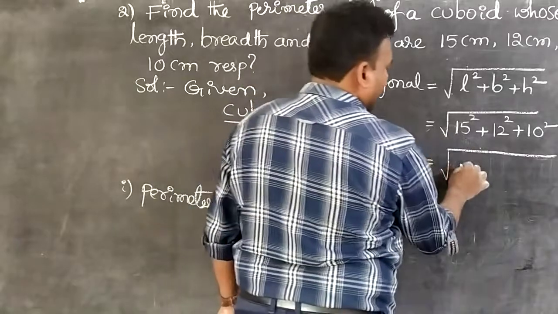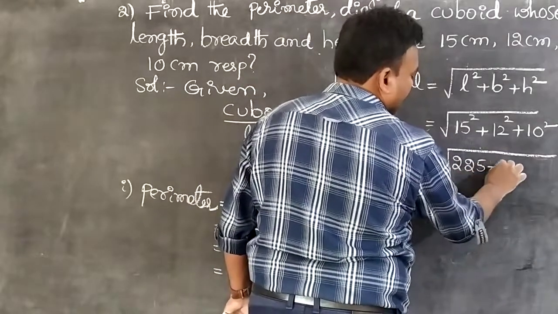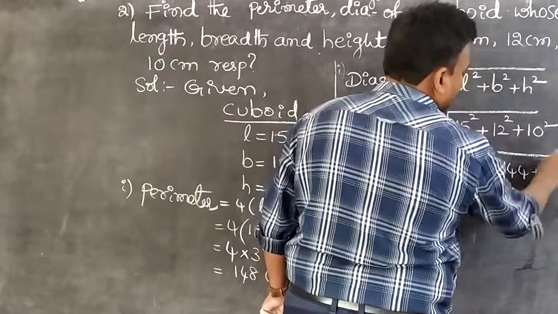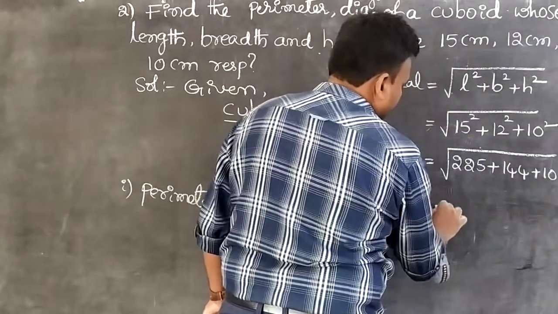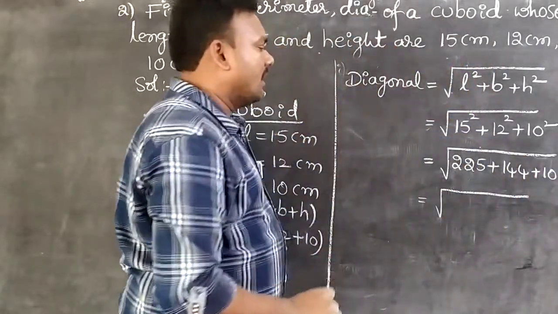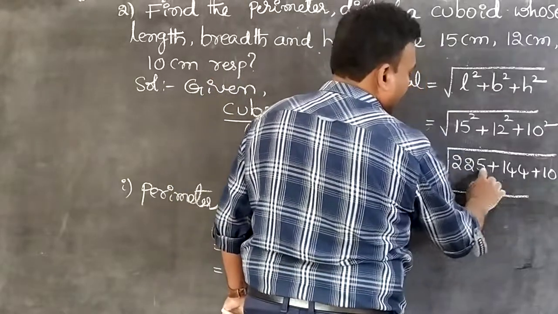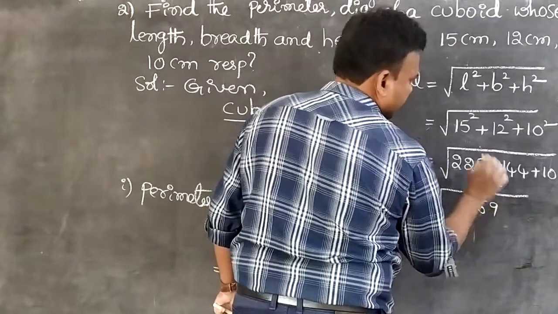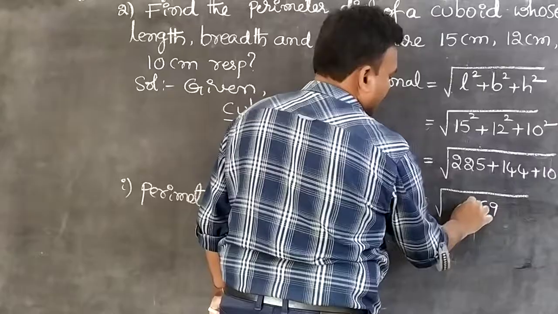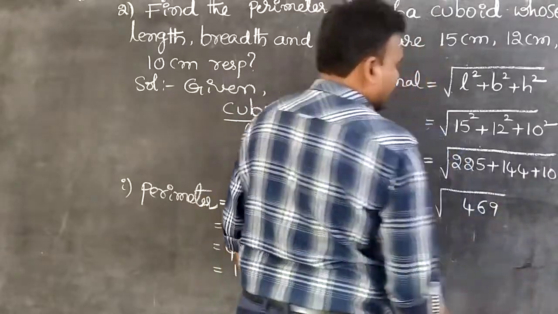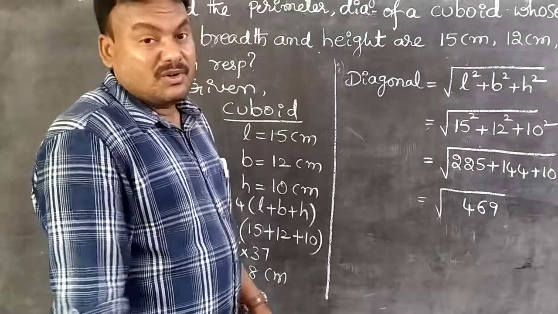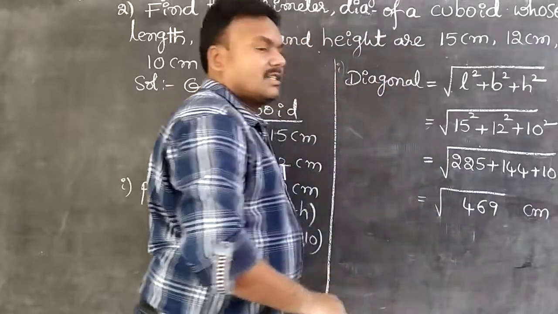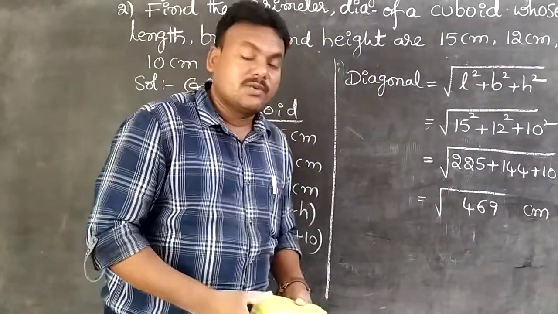15 square value 225, isn't it? Plus 12 square 144 and 10 square 100. So that implies square root of. I add the values: 5, 9, then 4 plus 2 is 6, next 1, 2, 4, so 469. There is no exact square root of 469. So the diagonal is square root of 469 centimeters.